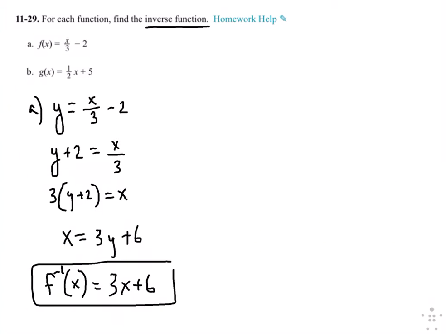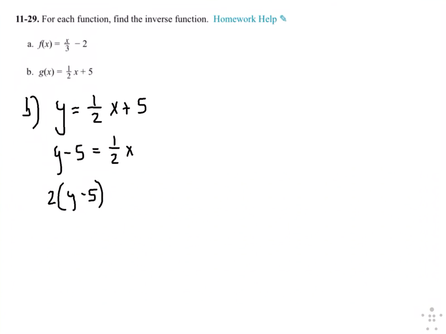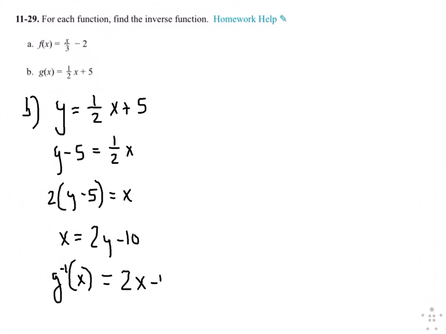Okay, for b, g of x, so I'm going to change that to y equals 1/2 x plus 5. Now I'll solve for x, so y minus 5 equals 1/2 x. Multiply both sides by 2, 2 times y minus 5 equals x. So x equals 2y minus 10. Change it, again, it's g, right? The function was g, so it's the inverse function of g equals 2x minus 10.